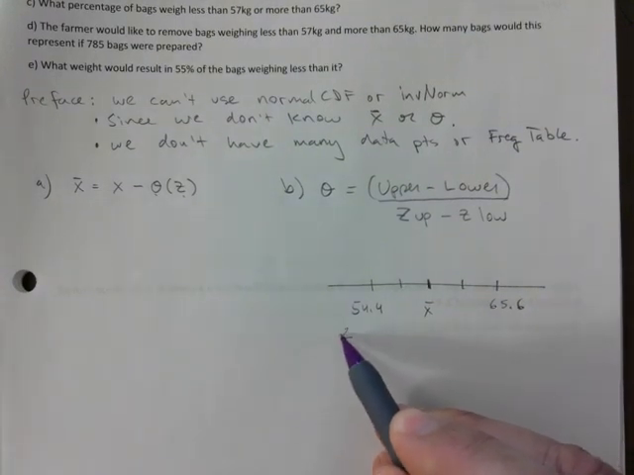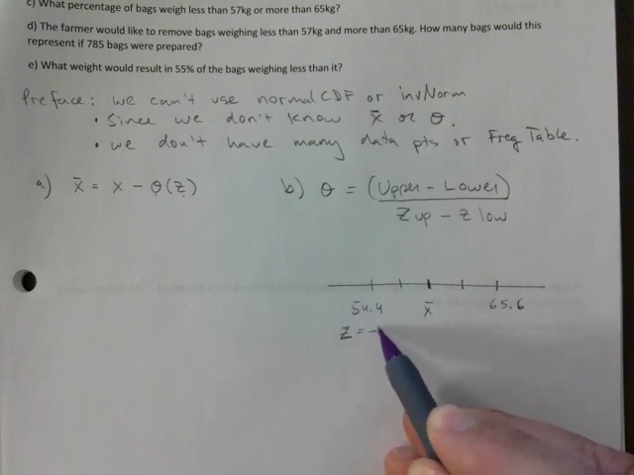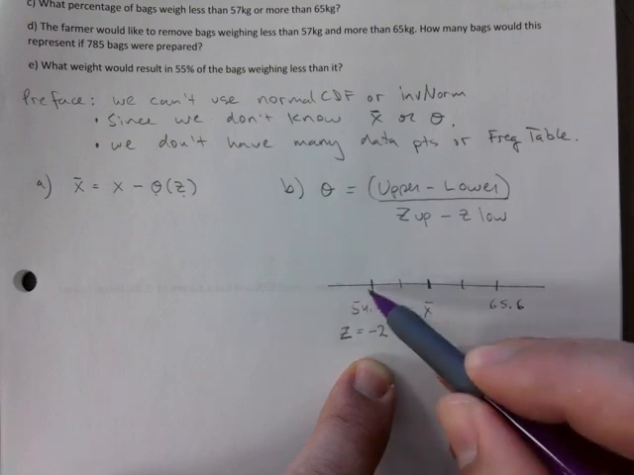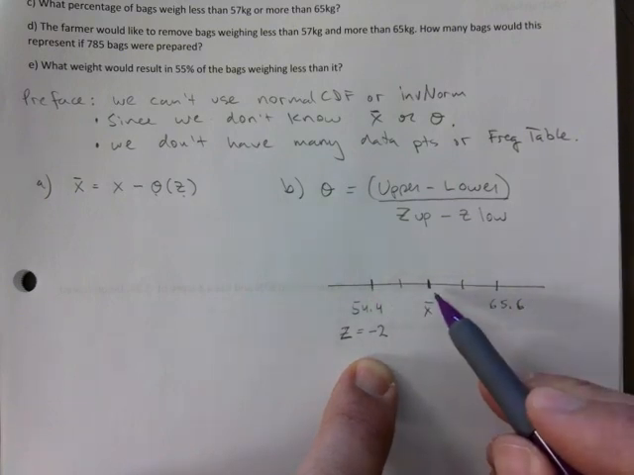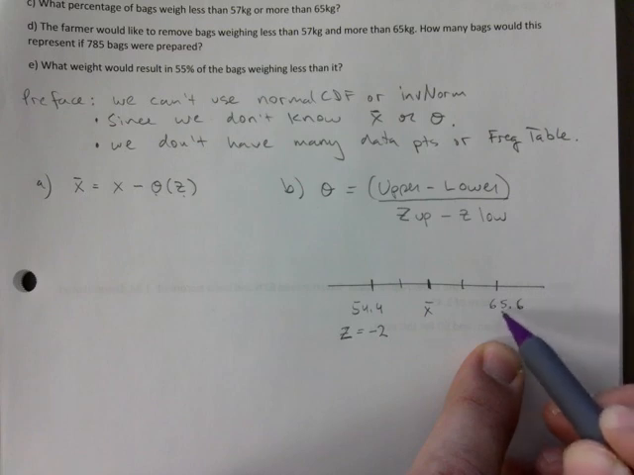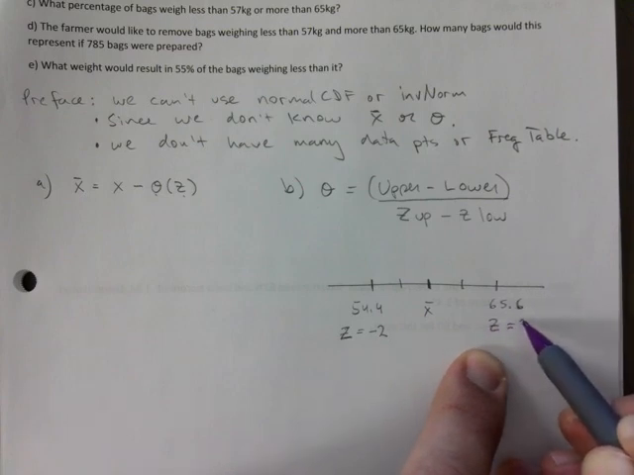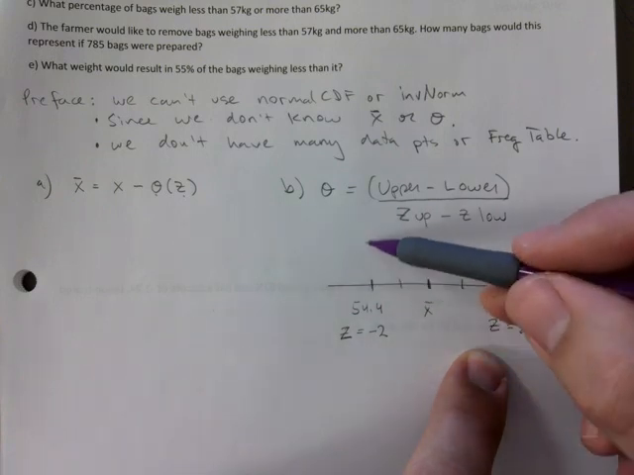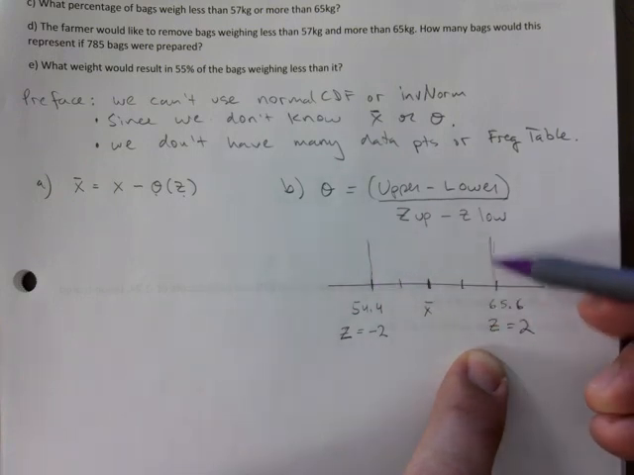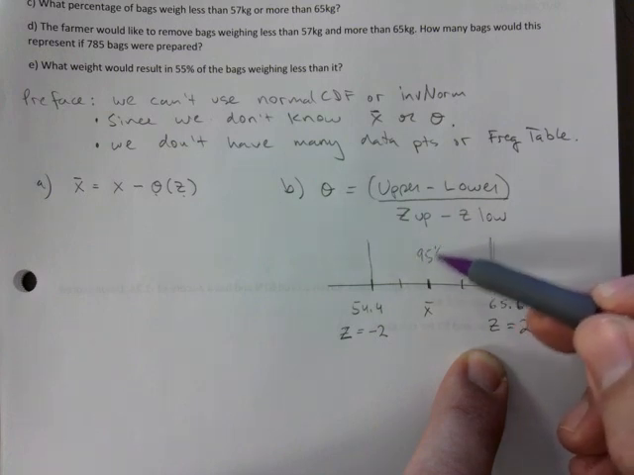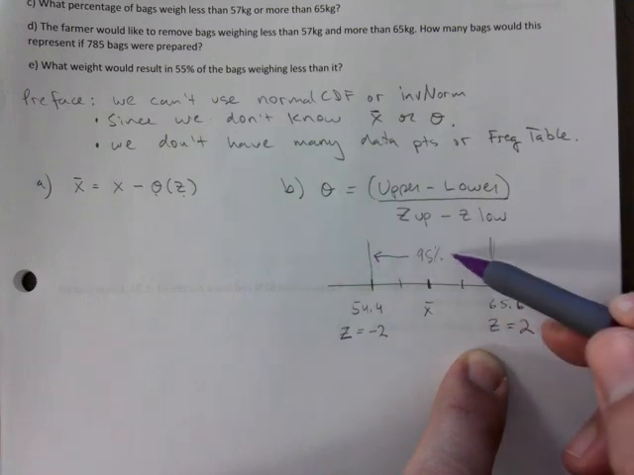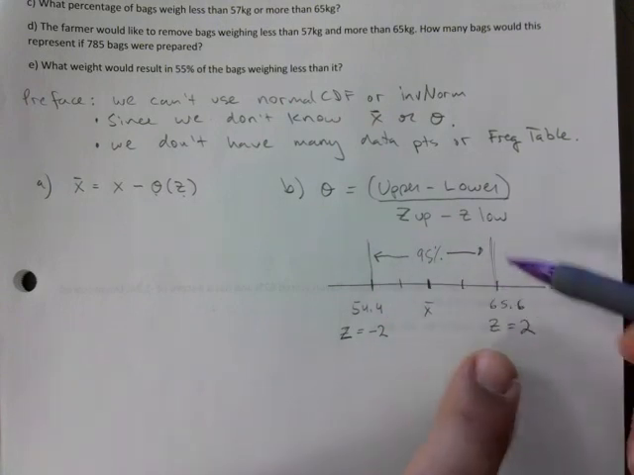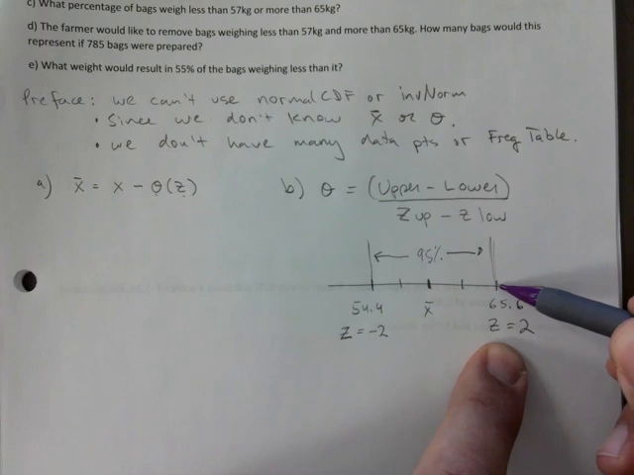What's the z-score here for this one? -2. Because I know it's 2 to the left. What's the z-score for this one? The z-score here is +2. Why do I know that? It's because I know that 95% of data is located between -2 standard deviations and +2 standard deviations.